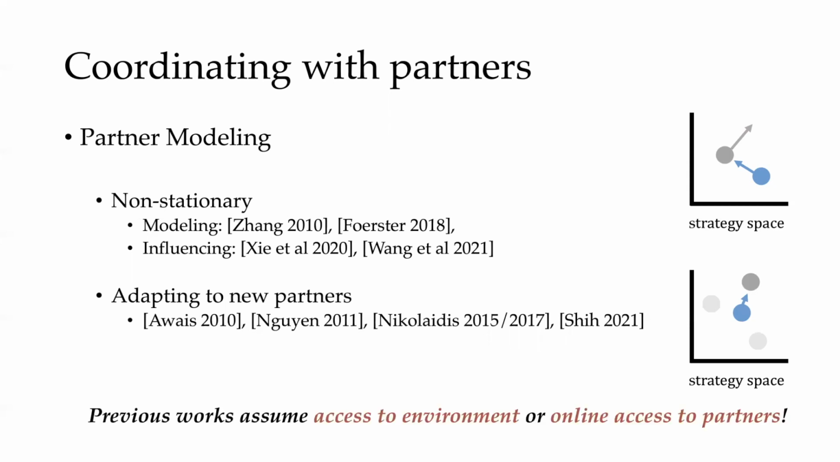However, most of these works assume access to the environment or online access to partners. This can be problematic because oftentimes we don't have access to either, for example, when it's too costly to interact with the environment or partners. Say we want to train an AI agent to play music with expert pianists. It's unrealistic to keep a diverse pool of pianists in our living room to train our AI agent against. More realistically, we only have access to demonstrations, say YouTube videos, of pairs of musicians playing duets together.